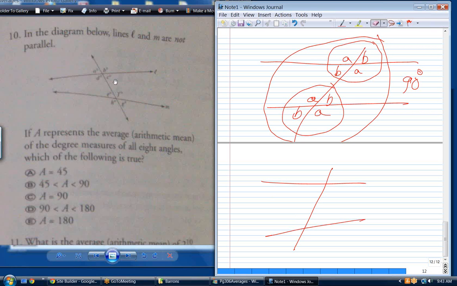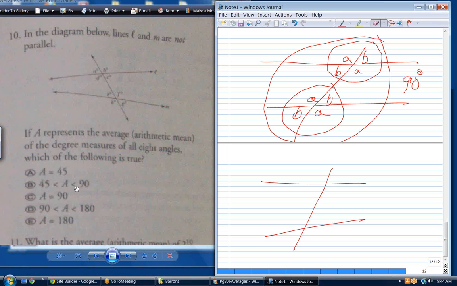In other words, whether they're parallel or not, the average angle is the sum of those 8 angles divided by 8, which we know to be 90. So A clearly is not 45. It's also not that. There's our answer right there.